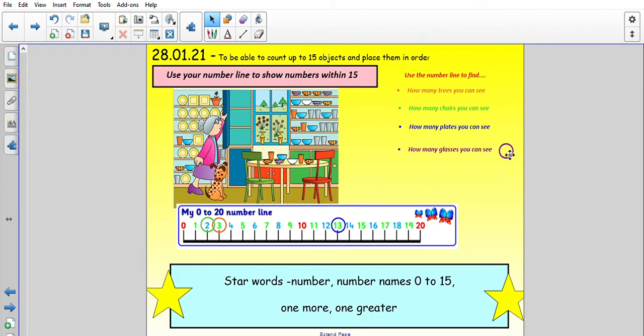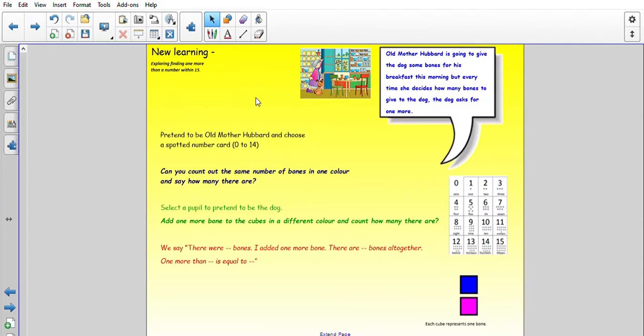So is 12 bigger or smaller? Greater or less than 13? It's less than, isn't it? So it's going to be this end. Oh, look, there it is. 10 and 2 more. I found it on my number line. Well done. Let's have a look at our next bit of learning.